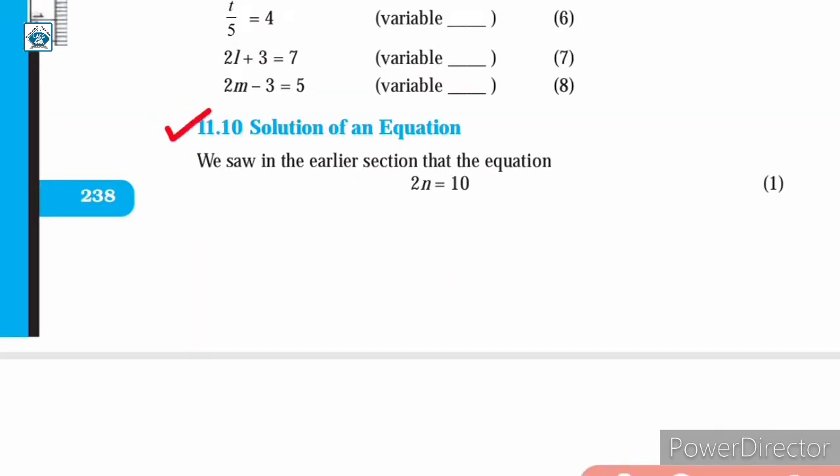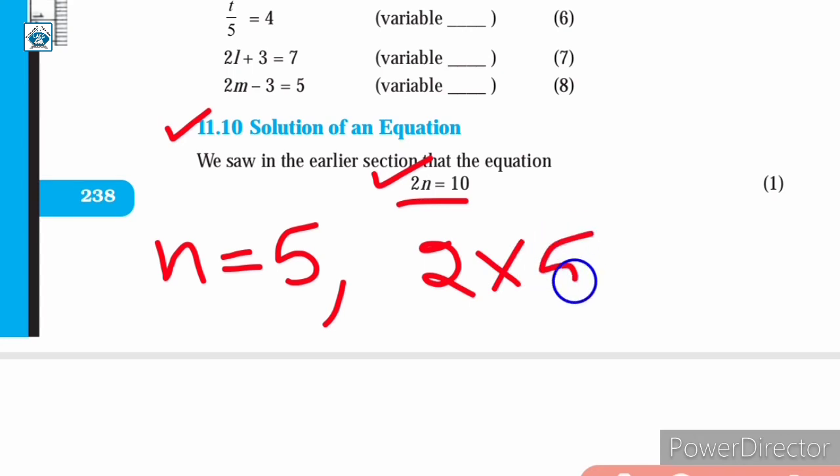Solution of an equation. Consider the equation 2n is equal to 10. Here we know that n is equal to 5 makes LHS equal to RHS. That is, n is equal to 5 satisfies the equation 2n is equal to 10 because 2 multiplied by 5 is equal to 10. So here, when we solve the LHS, we get the value 10, and that is the same value in the RHS.